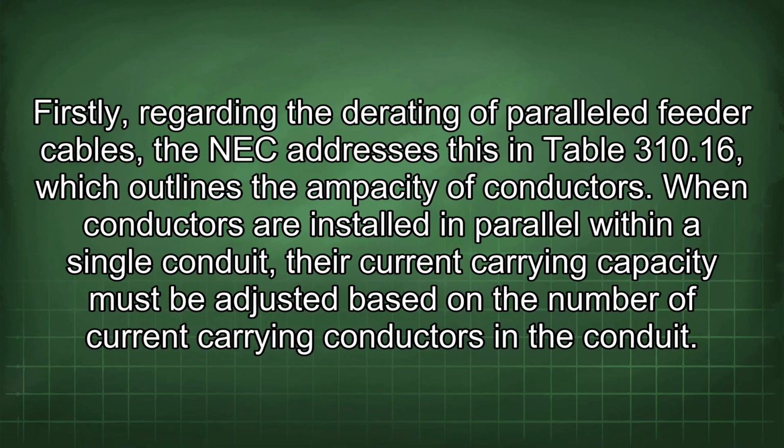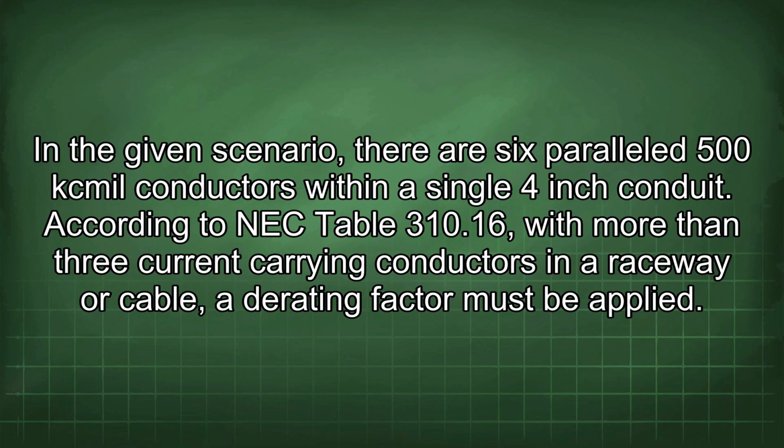Firstly, regarding the derating of parallel feeder cables, the NEC addresses this in Table 310.16, which outlines the ampacity of conductors. When conductors are installed in parallel within a single conduit, the current carrying capacity must be adjusted based on the number of current carrying conductors in the conduit. In the given scenario, there are 6 parallel 500 kcmil conductors within a single 4-inch conduit.